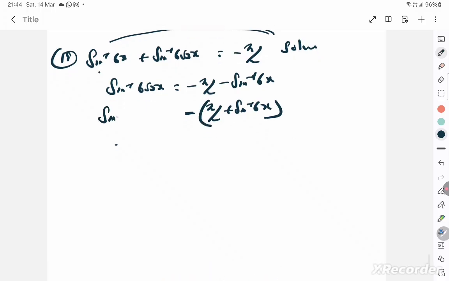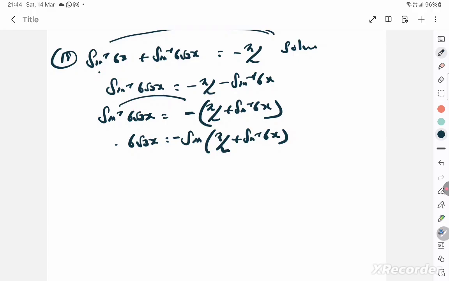But you already have a sine inverse on the left side, right? Can I bring that sine inverse to this side? So it will become sine of minus theta. So I'll be left with 6 root 3x is equal to sine of minus theta, which is minus sine theta. So sine of 90 plus sine inverse of 6x. And this is trigonometry. Sine 90 plus theta is cos theta. So 6 root 3x is equal to minus cos of sine inverse of 6x.